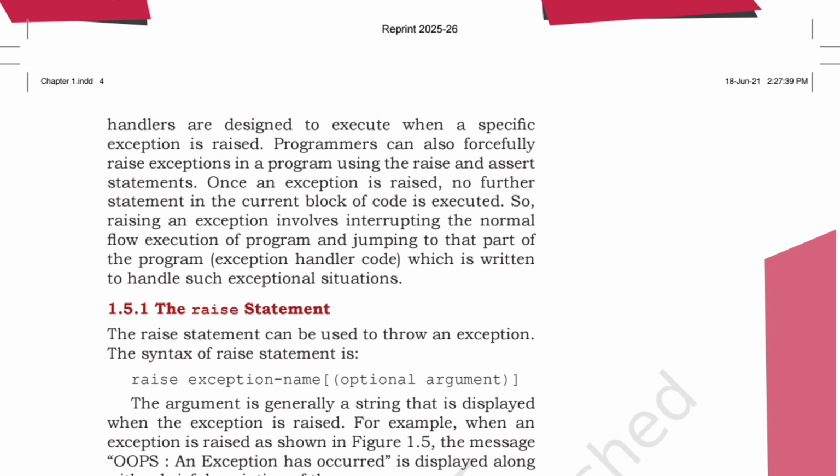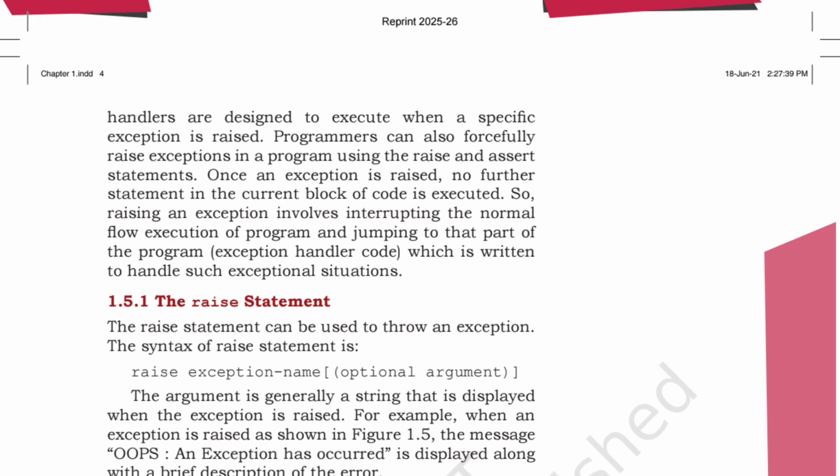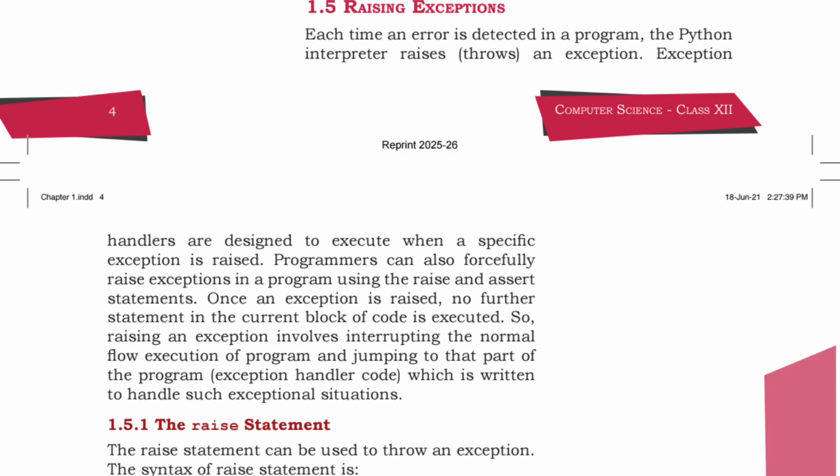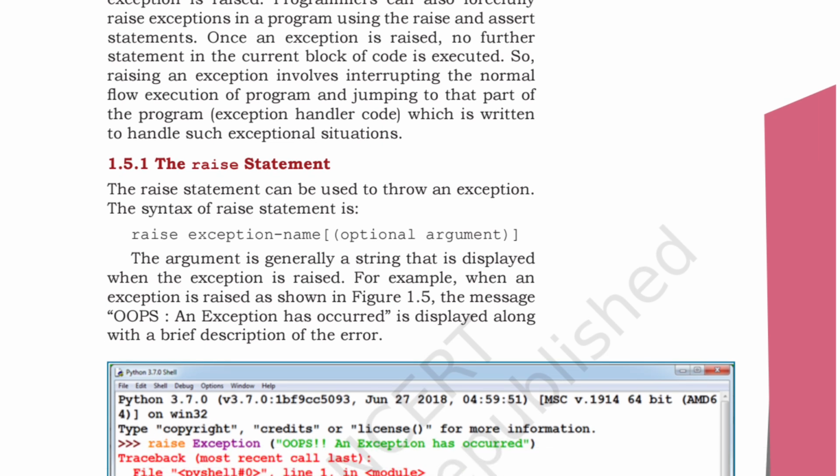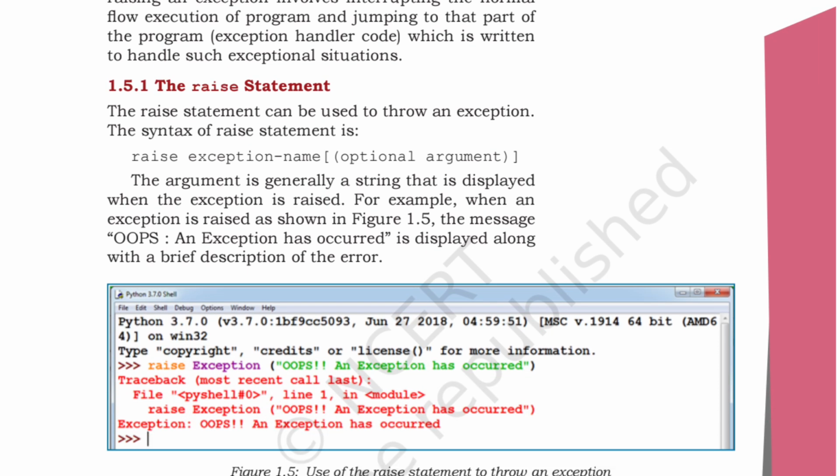So raising an exception involves interrupting the normal flow of the execution of the program. Interrupting means jumping to the part of the program that is the exception handler code, which is written to handle such exceptional situations. Okay, that is raising an exception. We will see the statement, that is the raise statement over here: raise, exception name, optional arguments.